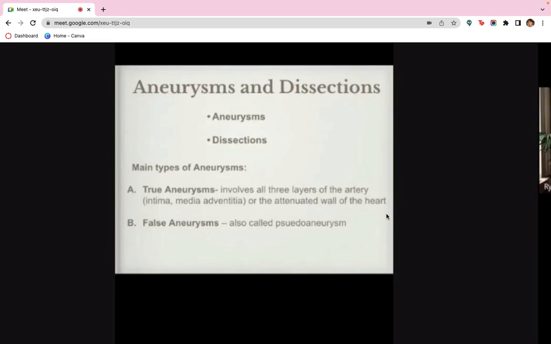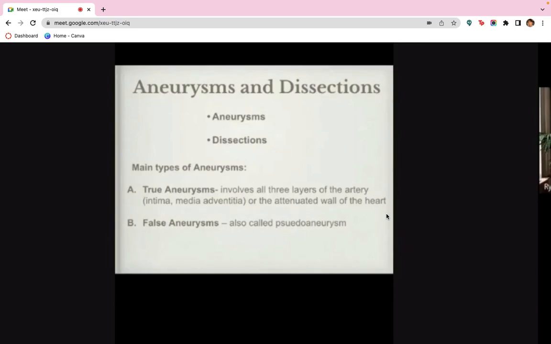When we say your true aneurysm, it involves all three layers of the artery. So you have your intima, your media, and your adventitia layer of your artery, or the attenuated wall of your heart. Your false aneurysm is also called pseudoaneurysm. It usually results when a wall defect leads to formation of an extravascular hematoma that communicates with an intravascular pulsating hematoma.